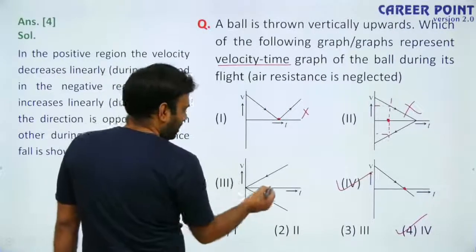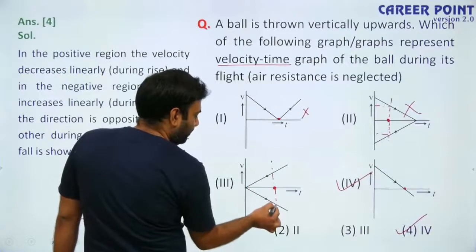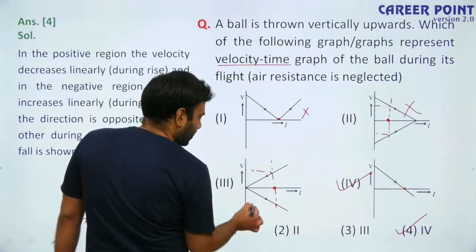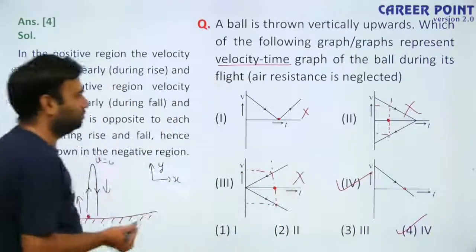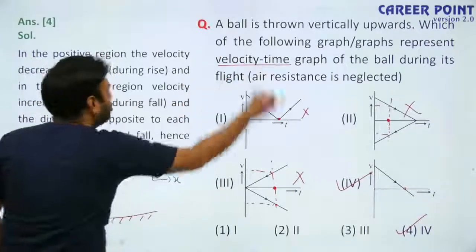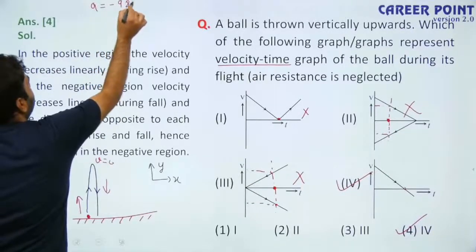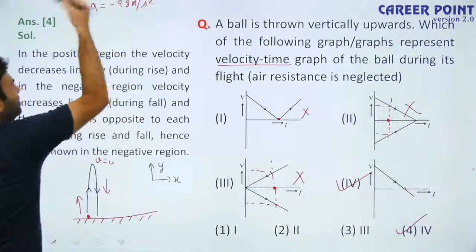And if we talk about this, this is also not possible because the particle cannot have two different velocities at a particular instant of time. This is absolutely wrong. Or we can say, because in motion under gravity, acceleration is equal to minus 9.8 meter per second square. Acceleration is negative of g.